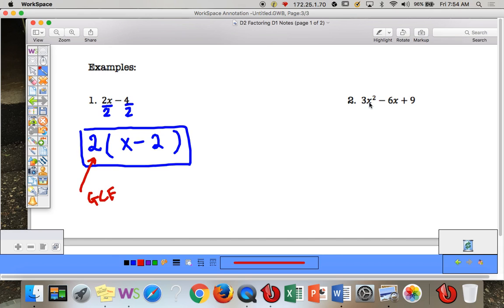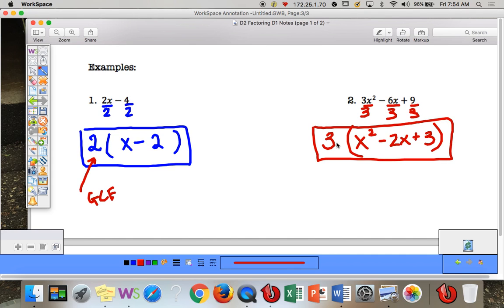All right, let's do the next one, 3x squared minus 6x plus 9. Well, we can divide each of these three terms by 3. So let's pull that out. Let's divide everything by 3 and write what's left over inside. 3x squared divided by 3 is x squared. 6x divided by 3 is 2x. And 9 divided by 3 is 3.